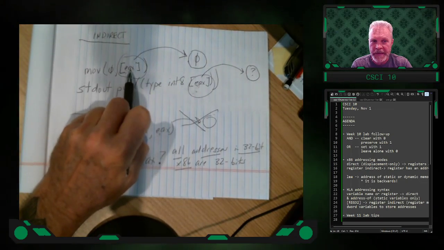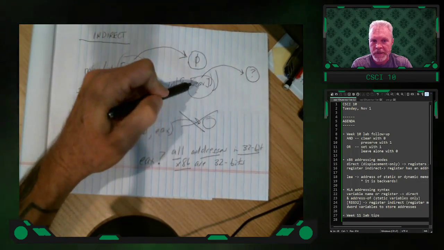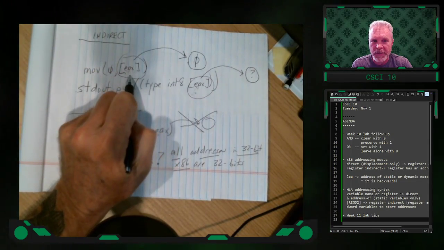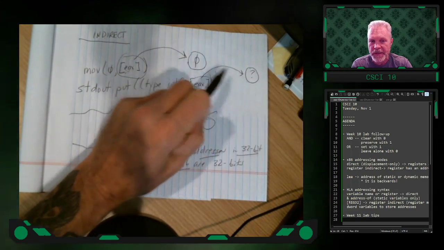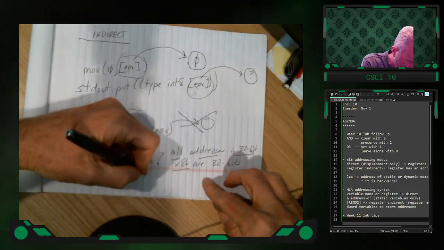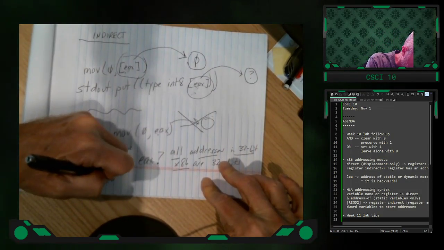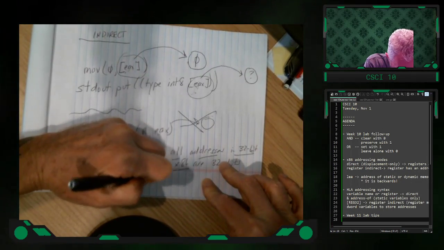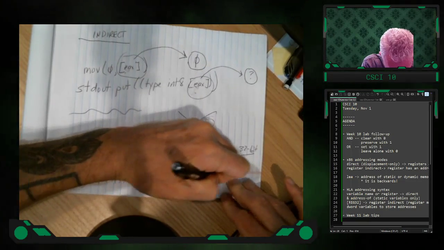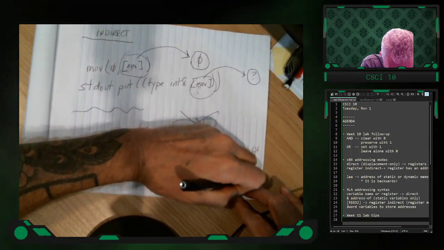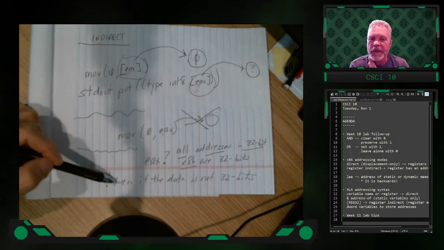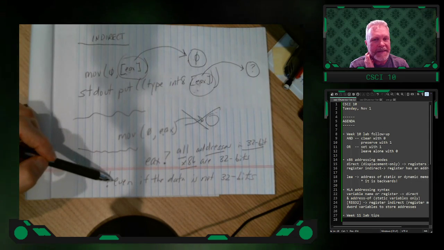Square brackets means I'm going to an address. And the addresses are always 32 bits. So this EAX represents a 32-bit address. This takes some getting used to. So I'm just going to write down a big long note, which I could have typed, but I'm on the paper. Even if the data is not 32 bits, its address is.